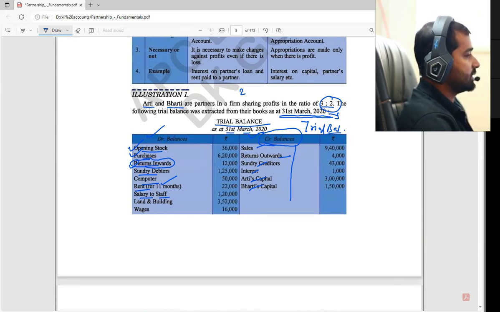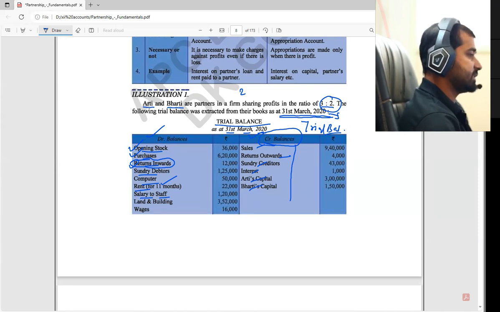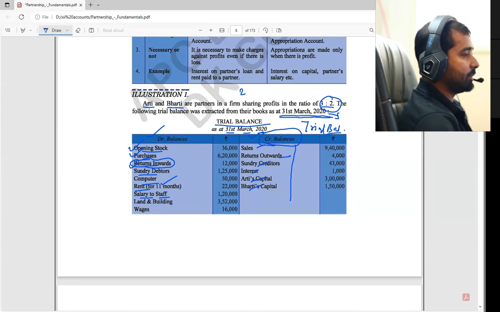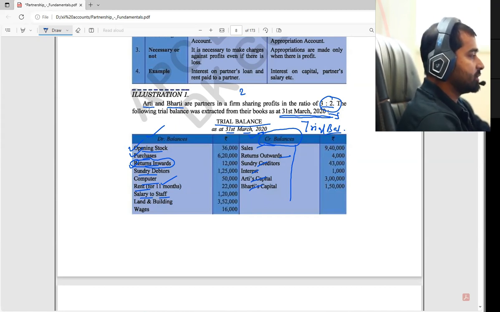Return inwards is sales return. Yes, because the goods are coming in. Indirectly, what you sold before is coming back. So sales is given on one side, and sales return is given on that side. This will be related, and we will deal with that. Let's see how.